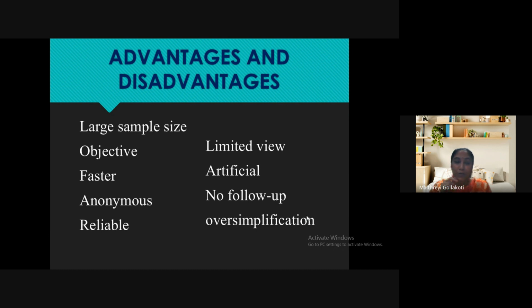It is anonymous. See, when we are doing qualitative research, we need to know the person to a large extent, at least to some extent, if not everything. But for quantitative research, the person can be A, B, C. You need not know who that person is. You just need that vote, isn't it? So that is why it is anonymous. And it is very reliable because numbers don't lie, isn't it?